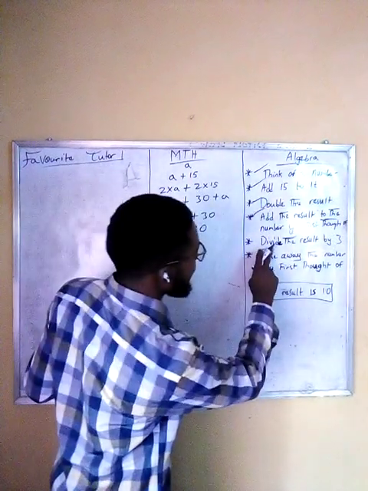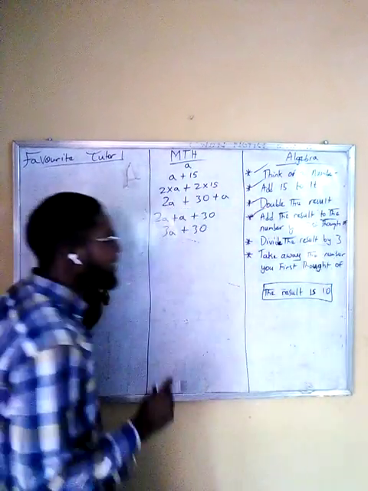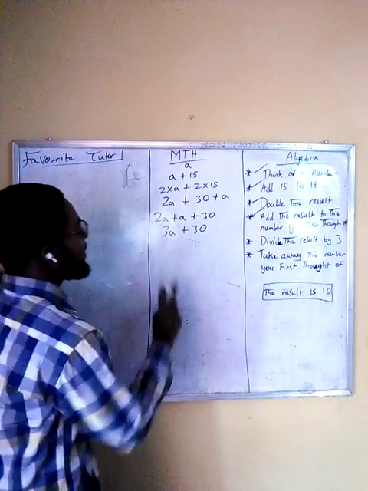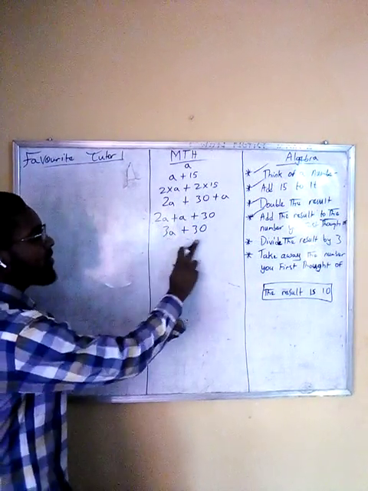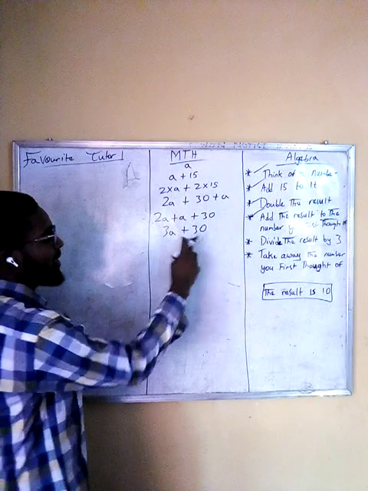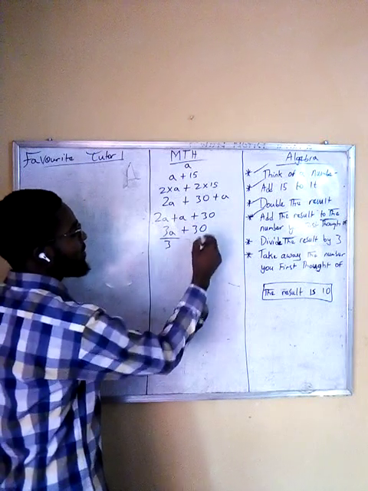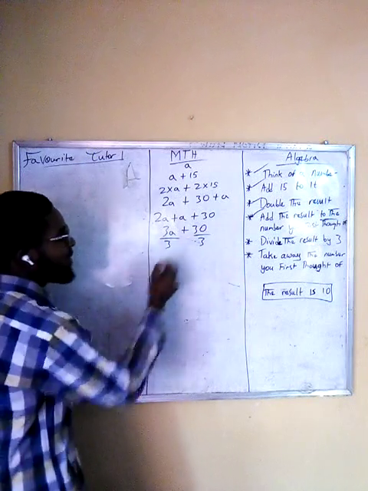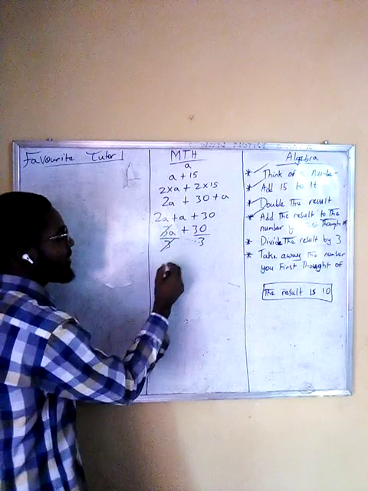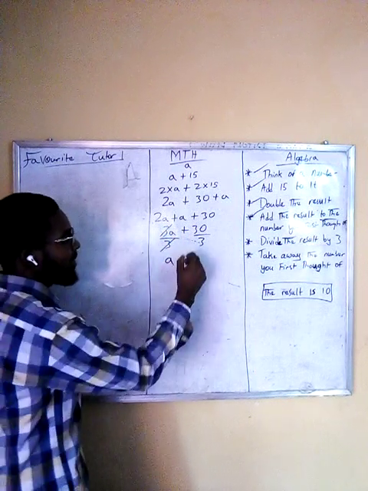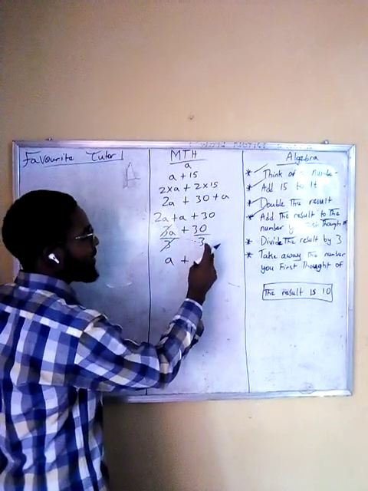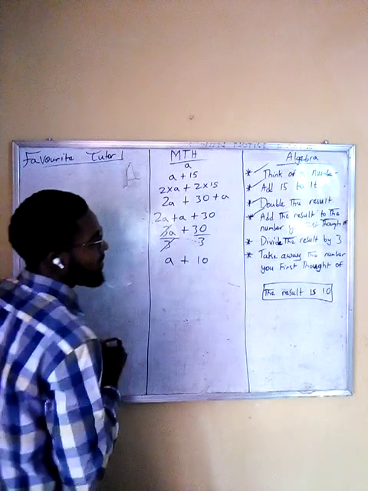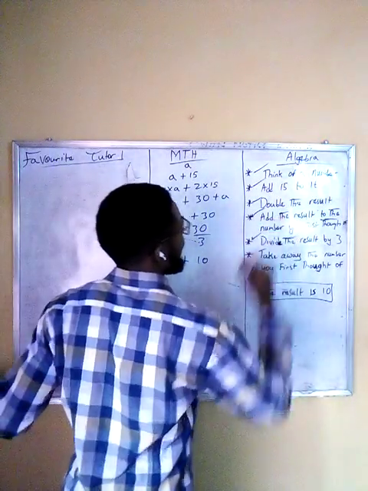All right, the next one, divide the result by 3. So we divide 3A by 3. We divide 30 by what? 3. Divided by 3. 3 will cancel out 3. So this is A plus 30 divided by 3 is what? 10. All right, we have done this.